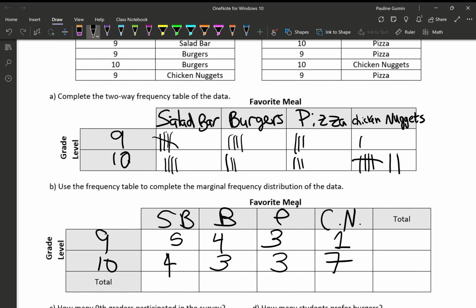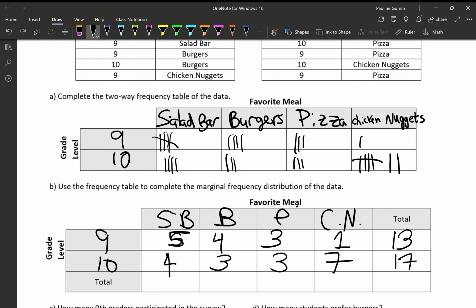Okay, now the word total is a word for addition. So that means we're going to do some adding. Now we have rows and columns. We're going to have to add both. First, I'm going to add going all the way across the top row. So 5 plus 4 plus 3 plus 1 gives me 13. Let's do the second row. 4 plus 3 plus 3 plus 7, 17.